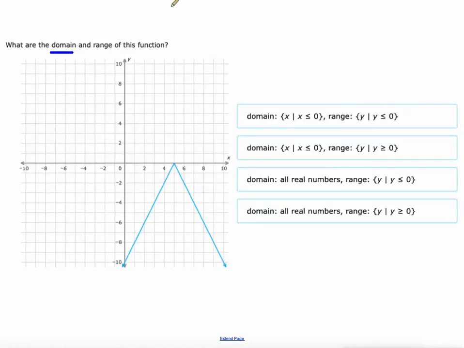Again, looking for a domain and range. Let's talk domain first. Well, that arrow goes forever to the right and it goes forever to the left. Maybe you're noticing a pattern here with absolute value functions. So we've got all real numbers for our possible x values. So that rules that out and that rules that out, okay? So it's one of these two.